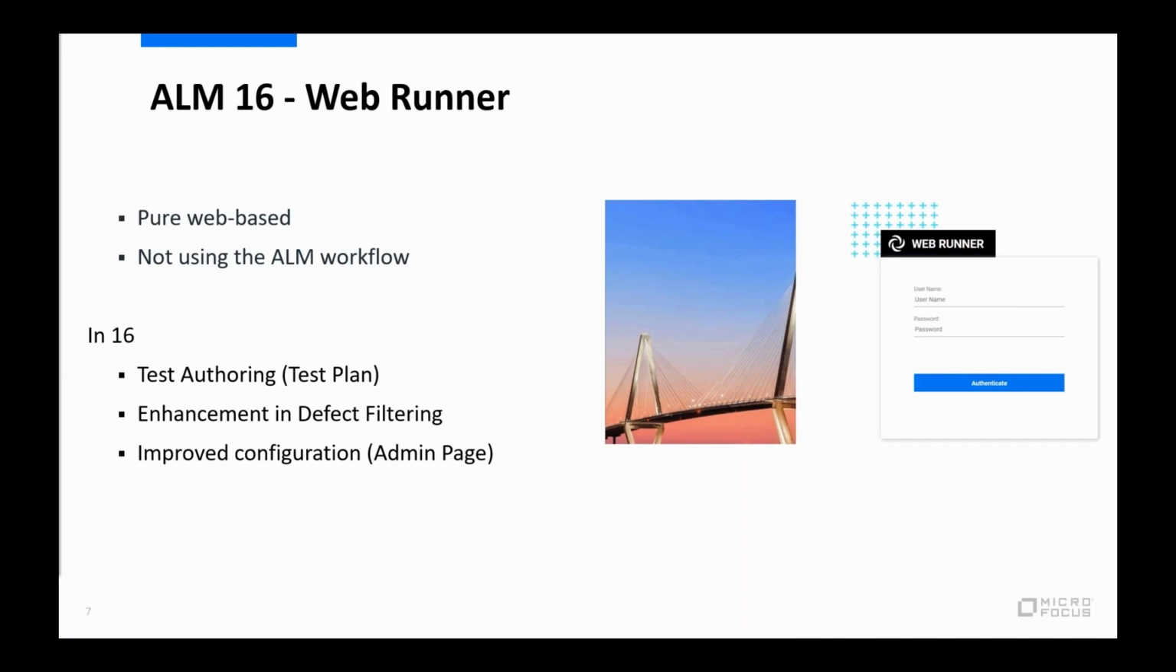So WebRunner, which is a pure web-based user interface with partial functionalities of ALM Client, was introduced in version 15. There have been lots of enhancements for WebRunner from when it has been released. And in version 16, we have a new module that has been introduced for test authoring, along with other enhancements as well. One key point to note is that WebRunner does not support workflows that have been defined in the project.